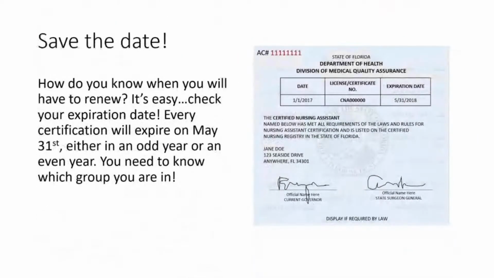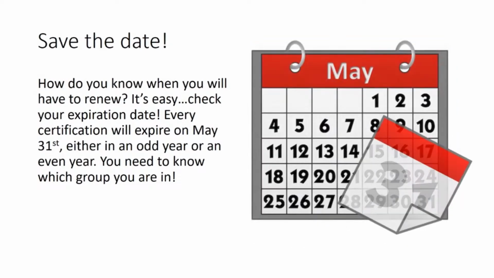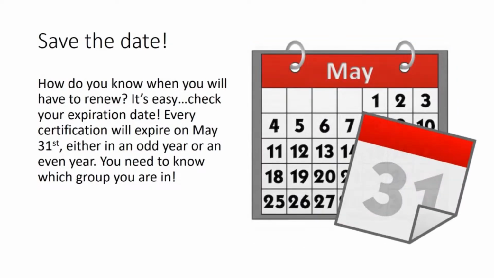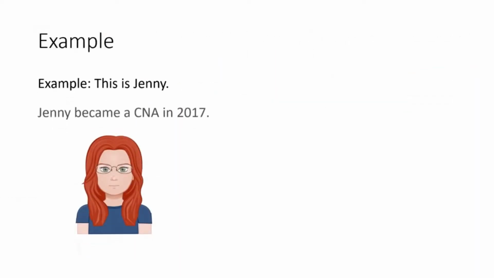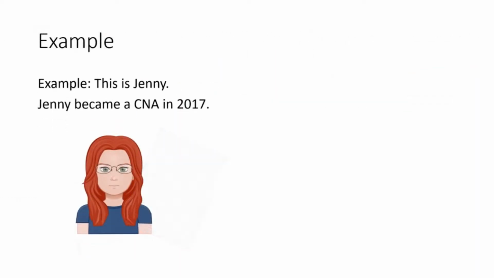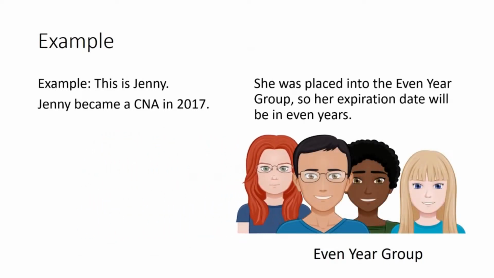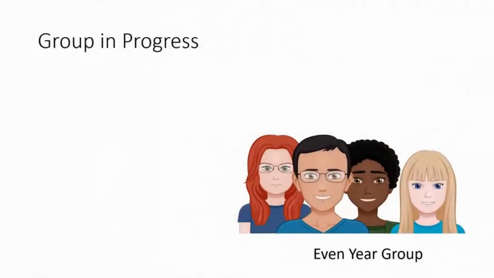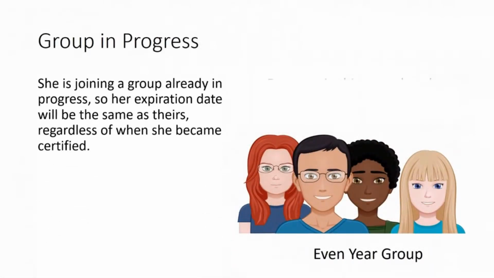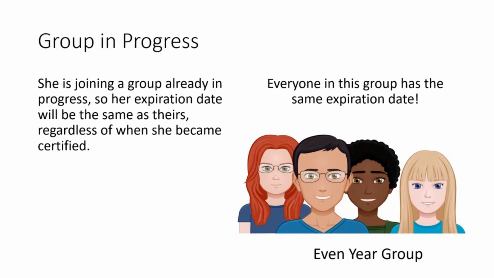So how do you know when you will have to renew? It's easy. Check your expiration date. Every certification will expire on May 31st, either in an odd year or an even year. You need to know which group you are in. This is Jenny. Jenny became a CNA in 2017. She was placed into the even year group, so her expiration date will be in even years. She is joining a group already in progress, so her expiration date will be the same as theirs, regardless of when she became certified. Everyone in this group has the same expiration date.